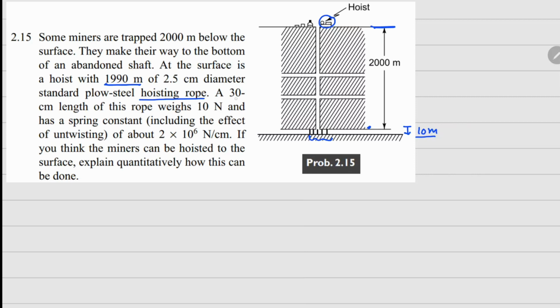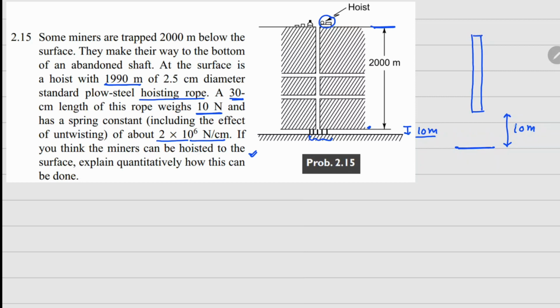Now this rope is heavy, so each 30 centimeter of this rope has a weight of 10 newtons, and the stiffness for that 30 centimeter is also given here. Now we need to figure out whether this rope can be used to bring these people up or not. So there are two things that will happen with the rope here. Let's say our target is for this rope to touch this line right here. So there is still this gap of 10 meters there, right?